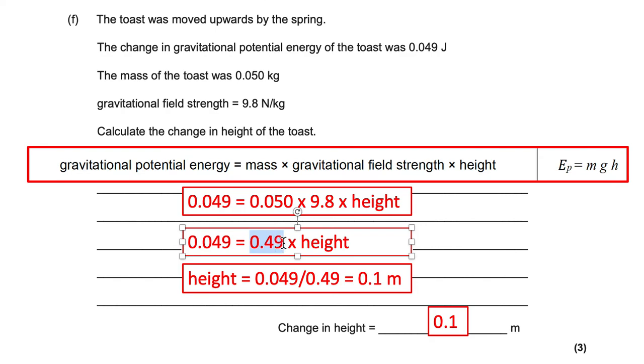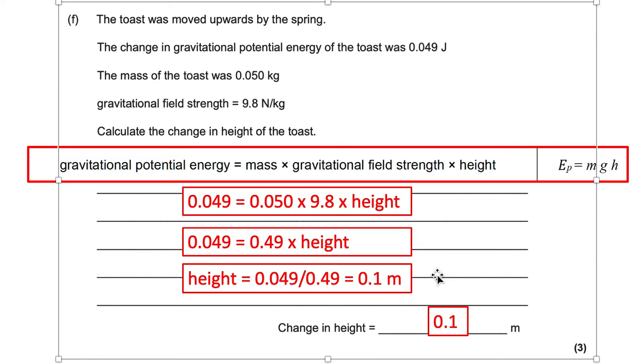This thing on the right-hand side is moving diagonally from the top of the right-hand side to the bottom of the left-hand side. Okay, so 0.049 on the top, 0.49 on the bottom. I get a change in height of 0.1 meters.